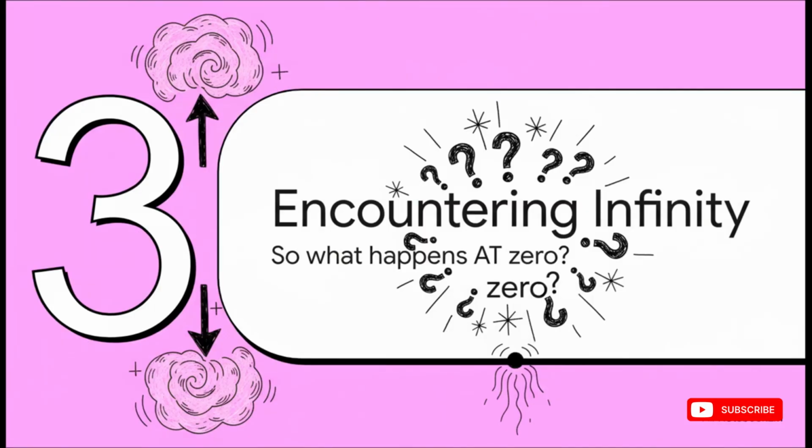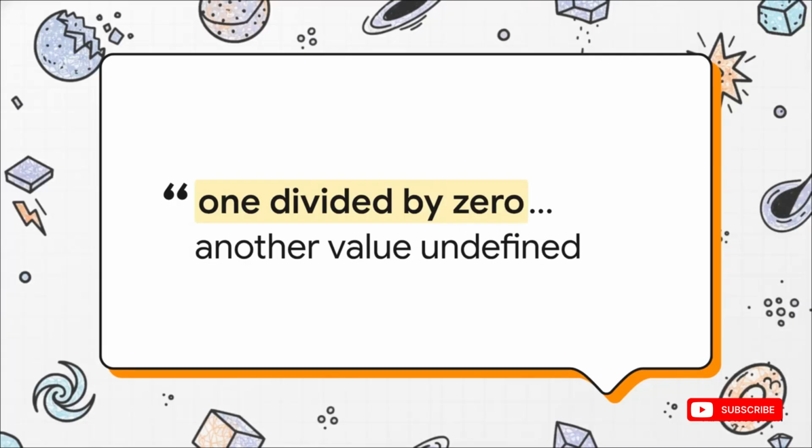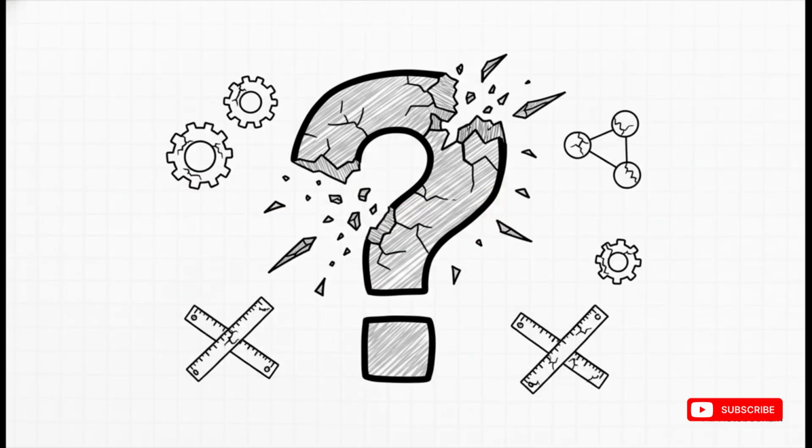Okay, let's pause. From one side, the answer is shooting up to positive infinity. From the other side, it's diving down to negative infinity. I mean, those two answers are infinitely far apart. So what in the world is the actual value right at the point of zero? The truth is, the answer isn't positive infinity, and it's not negative infinity. The source we're looking at puts it perfectly. The answer is undefined. And this is so important.